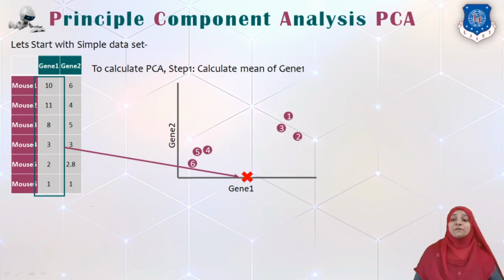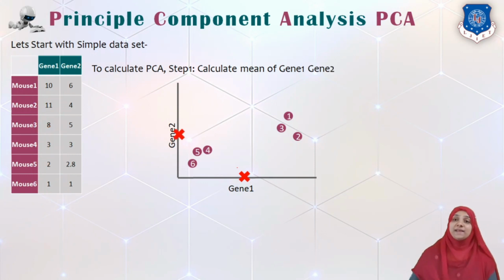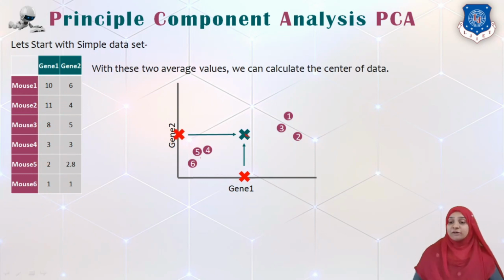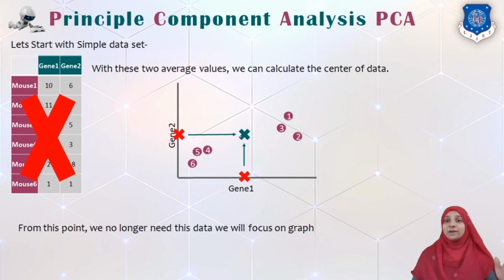Now, the first step of principal component analysis is to find the mean of gene 1. Now, how to calculate the mean of gene 1? We take all these values, we sum them up and we divide by 6. Whatever value we get, we plot it over gene 1. Likewise, we calculate the mean of gene 2. Okay, so the gene 1 mean and gene 2 mean are indicated by this particular observation. After this, we do not require the data set because we will only work with the graph. Kindly give attention to the graph only.